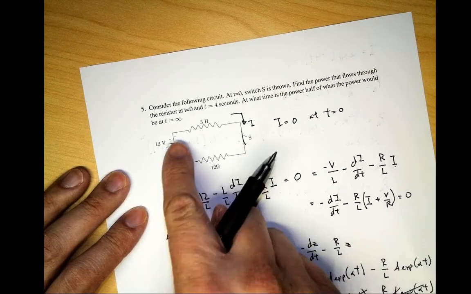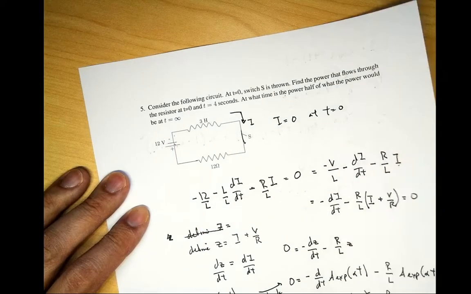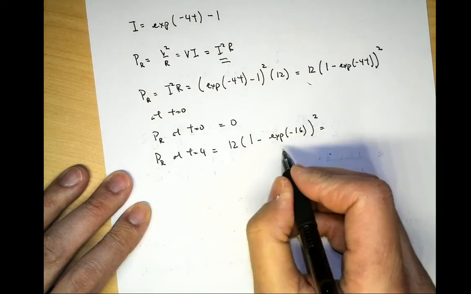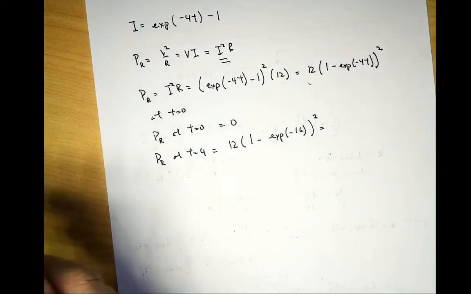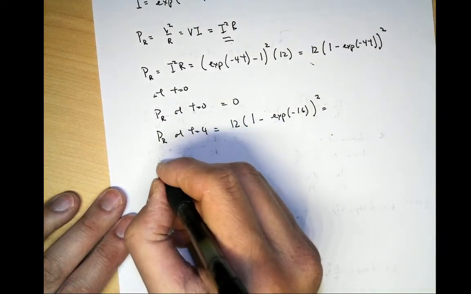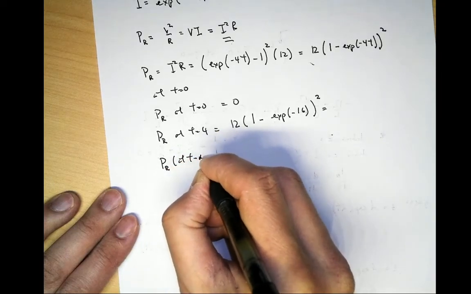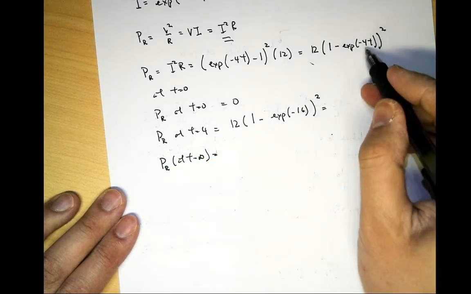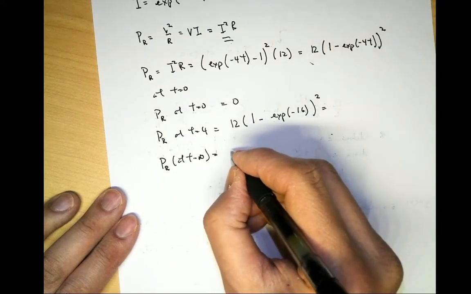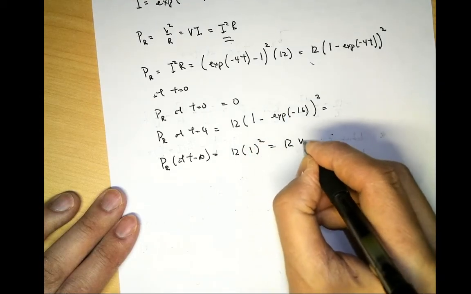And now the last thing is I need to find what the power would be at t equals infinity. In order to do that, what I'm going to do is set t equal to infinity first. So the power of the resistor at t equals infinity is equal to, well, when t equals infinity, this thing is exponent of minus infinity. That's 0. So that's going to be 12 times 1 squared, which is 12 watts.